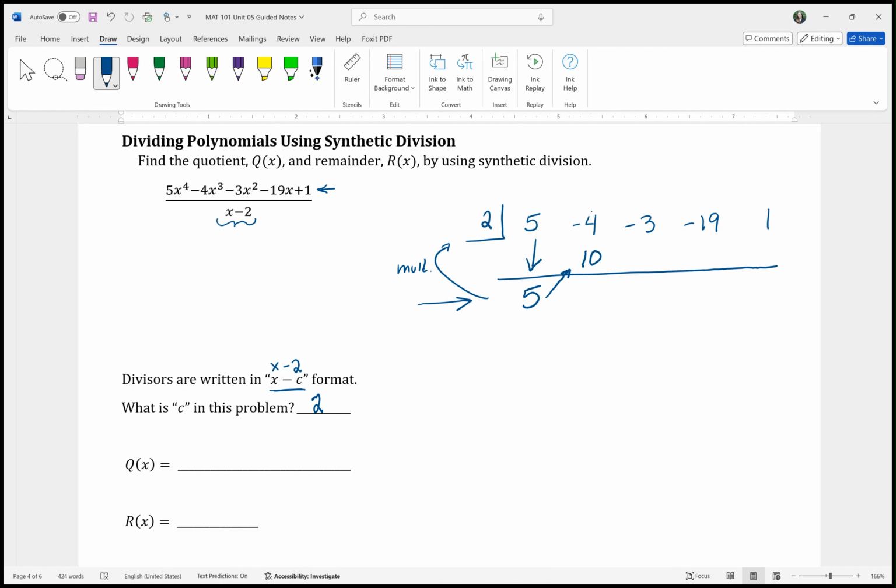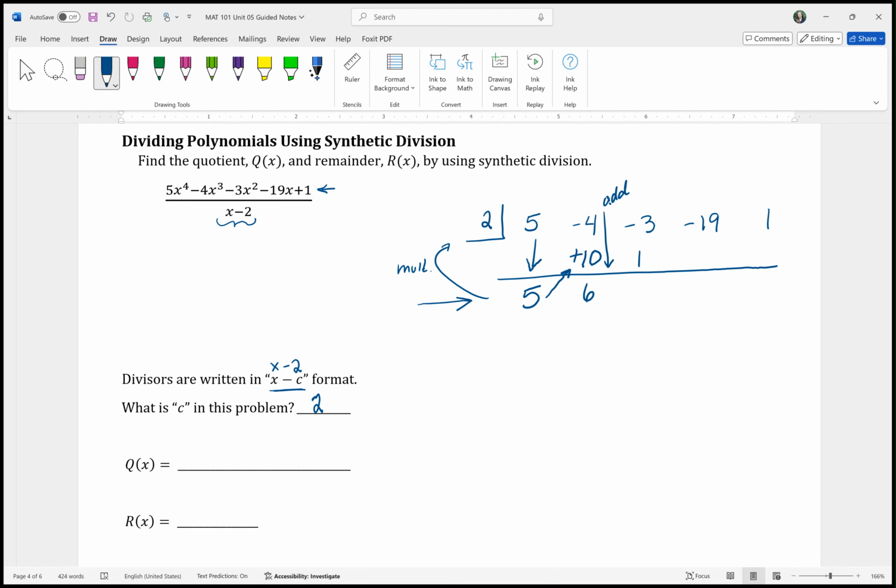Now we are going to add. So every time we go down and have two numbers lined up, we are adding. This is slightly different than long division where you would change the sign and subtract. Here we're going to just use the signs we already have. So -4 plus 10 is 6. We're at the bottom again with a number. So we want to again take this number 6 and multiply it by the 2. So 2 times 6 is going to be 12.